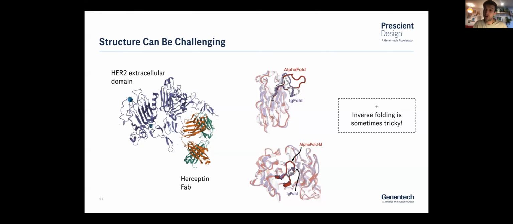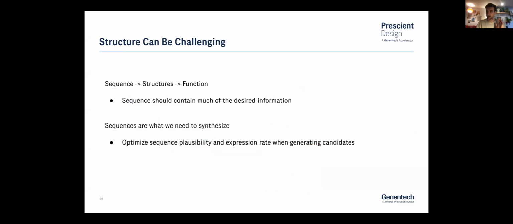So in this paper, we're going to advocate primarily for using sequence-only methods for a couple reasons. One of those is that because sequence informs structures and structures inform function, much of the information about function is actually already contained within a sequence. So therefore, we can use sequence to function predictors to perform a lot of the tasks that we might care about. And ultimately, sequences are what we want to synthesize, and therefore we should care the most about generating plausible sequences that are likely to express and likely to be easy to make.